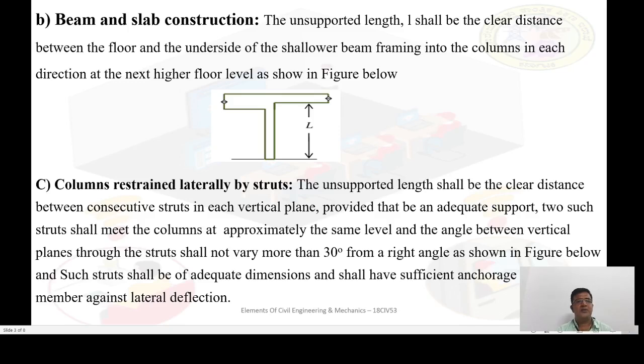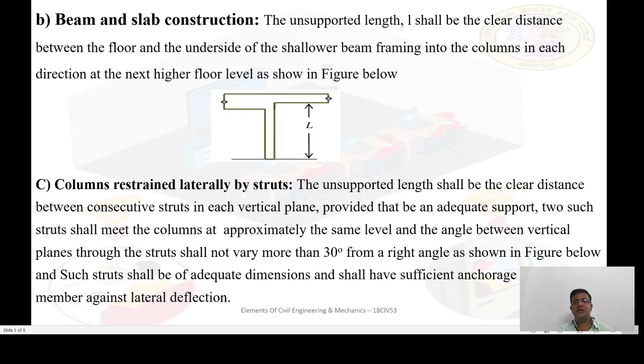Next, in beam and slab construction, the unsupported length L shall be the clear distance between the floor and the underside of the shallower beam framing into the columns in each direction at the next higher floor level, as shown in the figure below. Next, columns restrained laterally by studs.